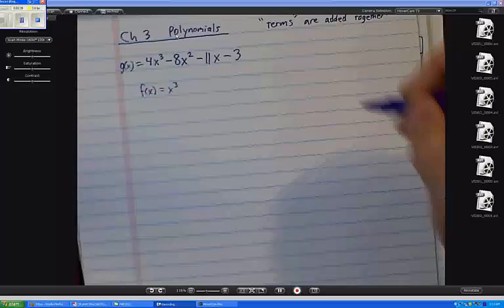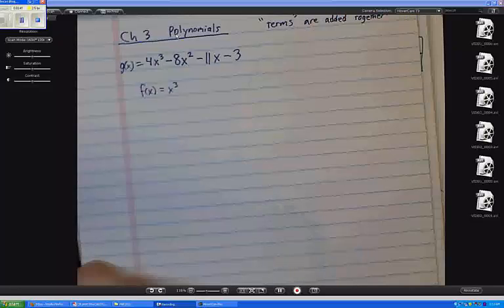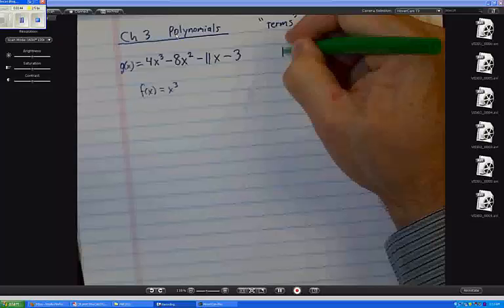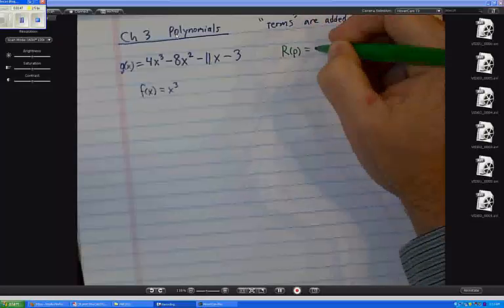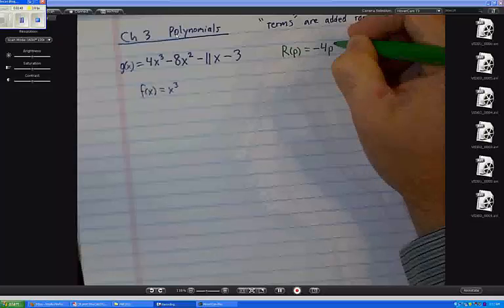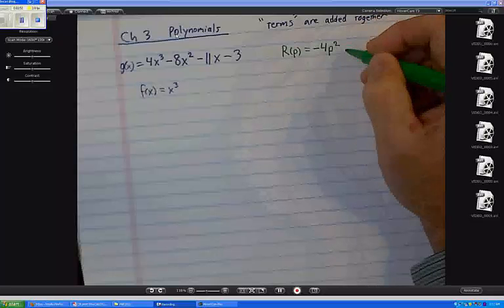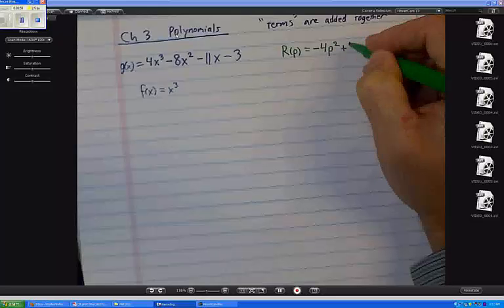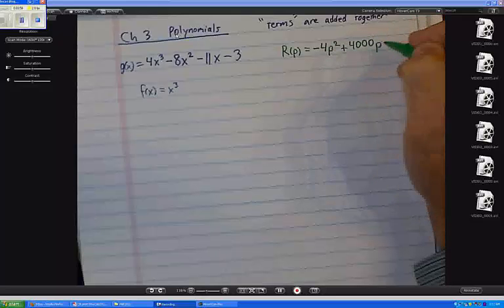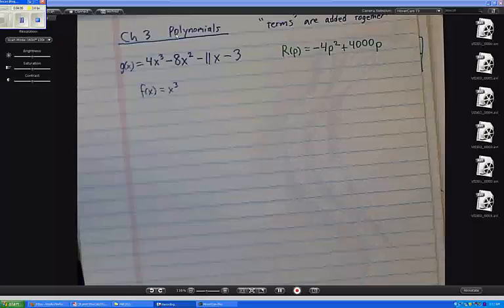I called it, what did I call it? I'll do it in green. I called it R of P. Remember this one? What was it? Negative 4p squared, right? And then plus what? Plus 4,000p. And I did at one point ask you to sketch a graph of that thing. Do you know what shape it is? You should know this one. This we covered. What is it? It's a parabola, right?